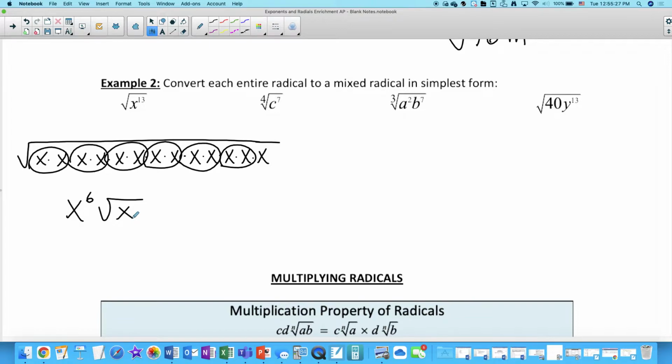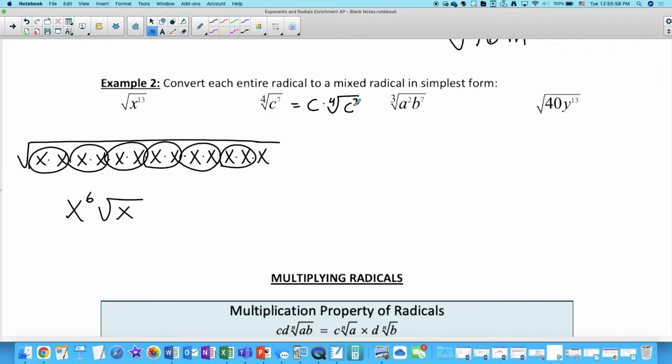This guy. Let's actually try and imagine this one without having to expand it out. If we visualize what the 4th root of c to the 7 looks like expanded, firstly, what's our group size? 4. So if we've got 7 of them, how many groups of 4 do I have? 1. So I can pull 1 out. How many are left on the inside? 3. So this is going to be c times the 4th root of c cubed.